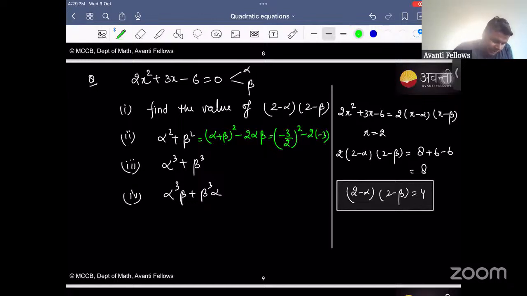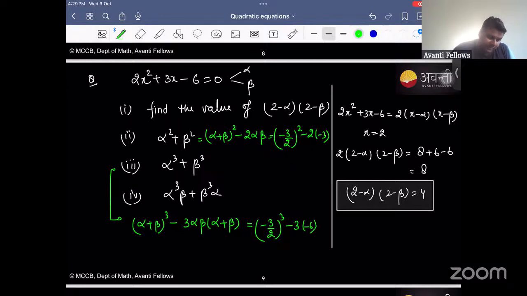Now the third question, if I talk about alpha cube plus beta cube, it is (alpha plus beta) whole cube minus 3 alpha beta into (alpha plus beta). You have sum of the roots, you have product of the roots. If I place, sum of the roots will be (minus 3 by 2) whole cube minus 3, product of roots is minus 3, into alpha plus beta is minus 3 by 2. Right?